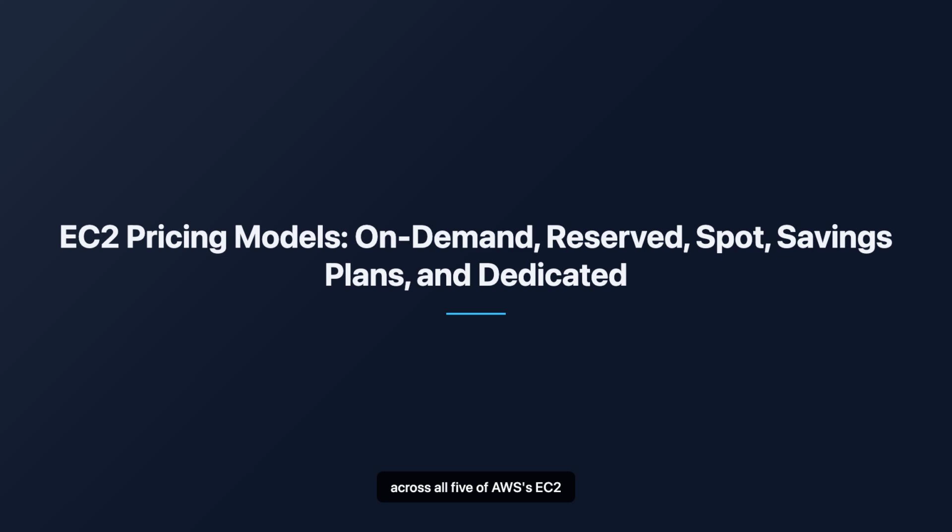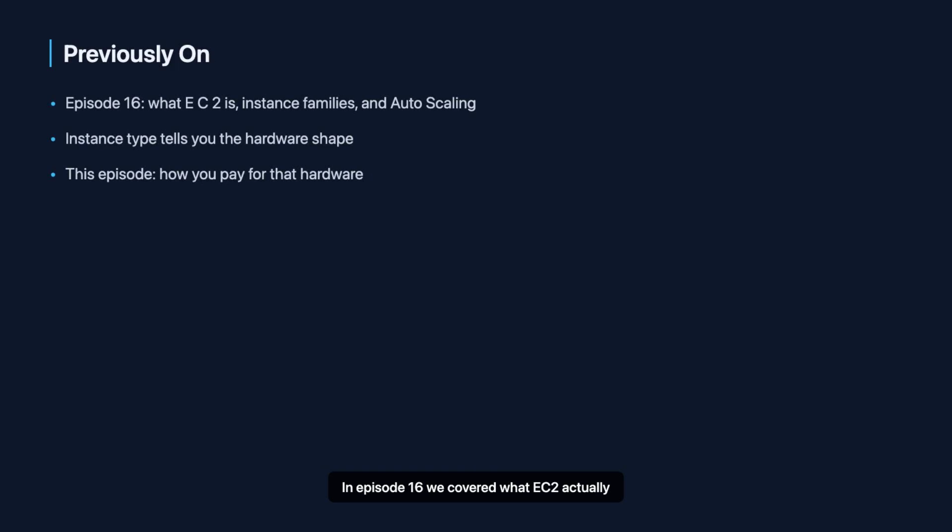In episode 16, we covered what EC2 actually is, the 5 instance families, and how auto-scaling groups keep capacity matched to demand. The instance type tells you what hardware you're getting. Today we answer a different question: how you pay for that hardware, and why the same exact instance can cost wildly different amounts.